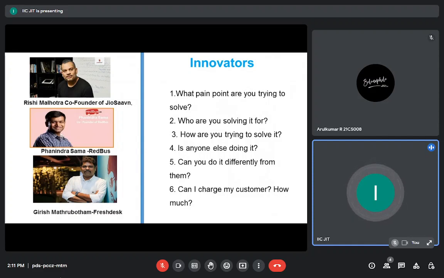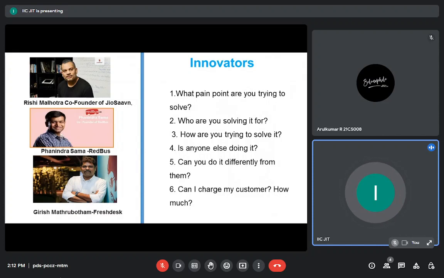I have 3 case studies here. The first one is Rishi Malhotra, co-founder of JioSaavn. Rishi Malhotra was working in the US. Once he came to India in 2005, he identified that there were no separate web-based platforms available for movie songs. Musicians were not able to play a particular song based on the ragas, the singer, or the music director. You could not get it. This is the problem he identified.